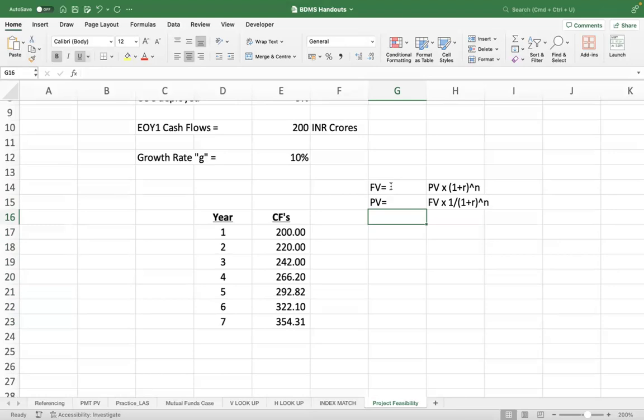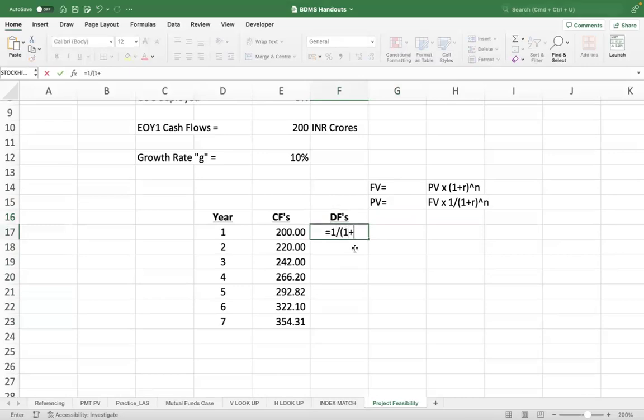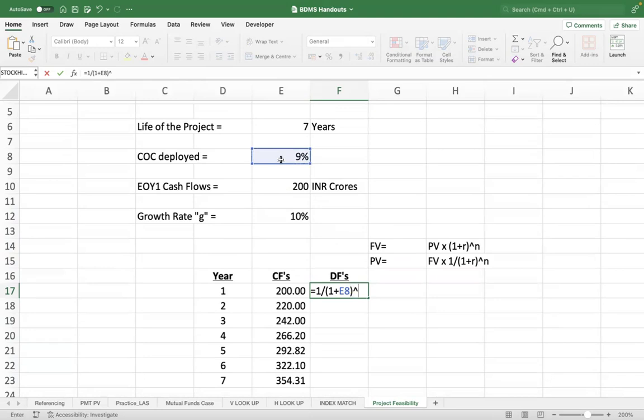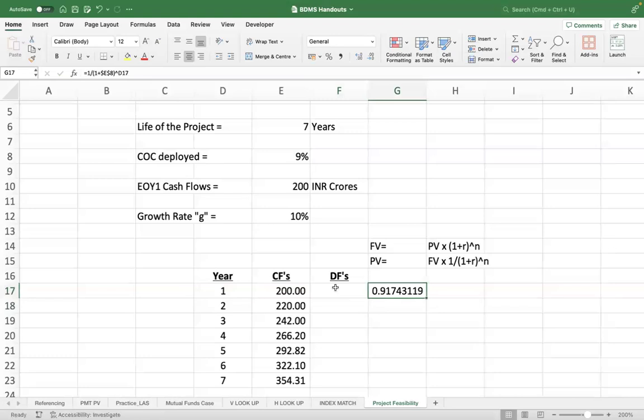So the next step is therefore to calculate the discounting factors, which is 1 by 1 plus r. Now r is nothing but your cost of capital, which is 9%, to the power of n. This is your n. Again, r is a static reference. So I freeze my r and drag it down.